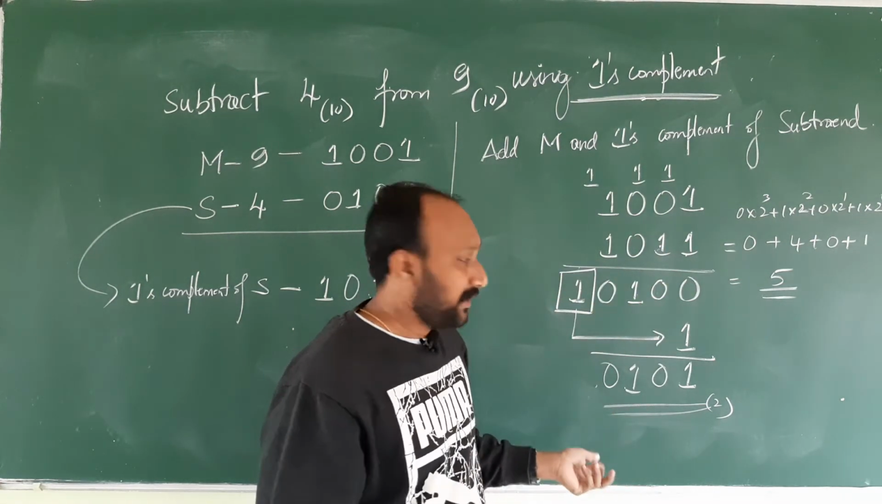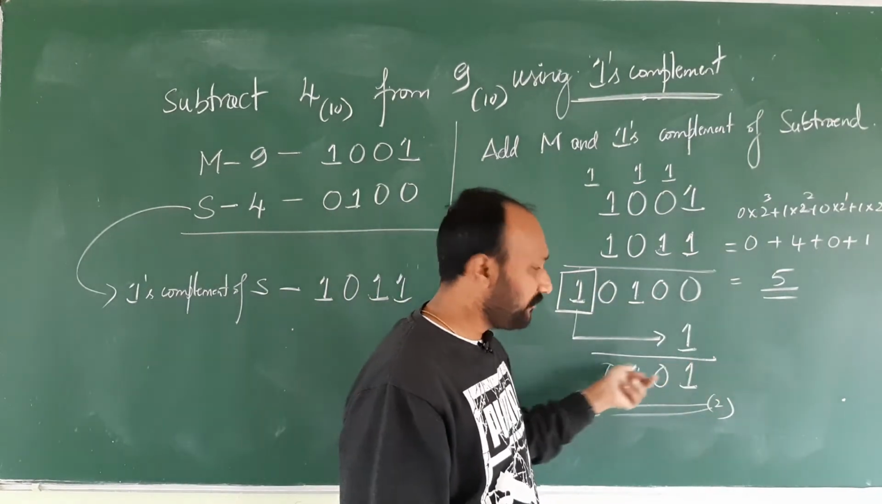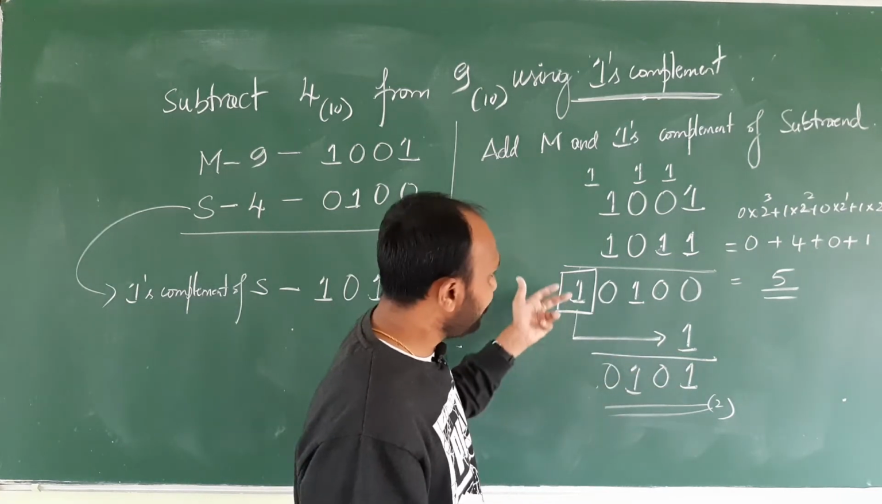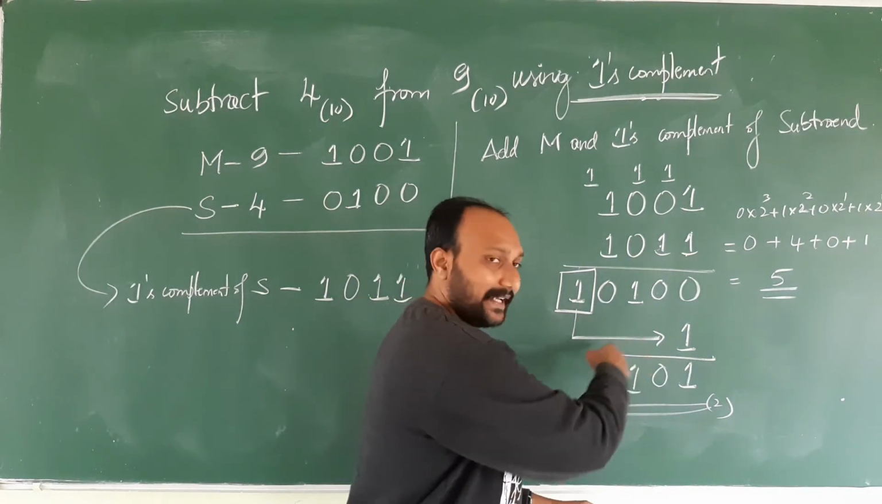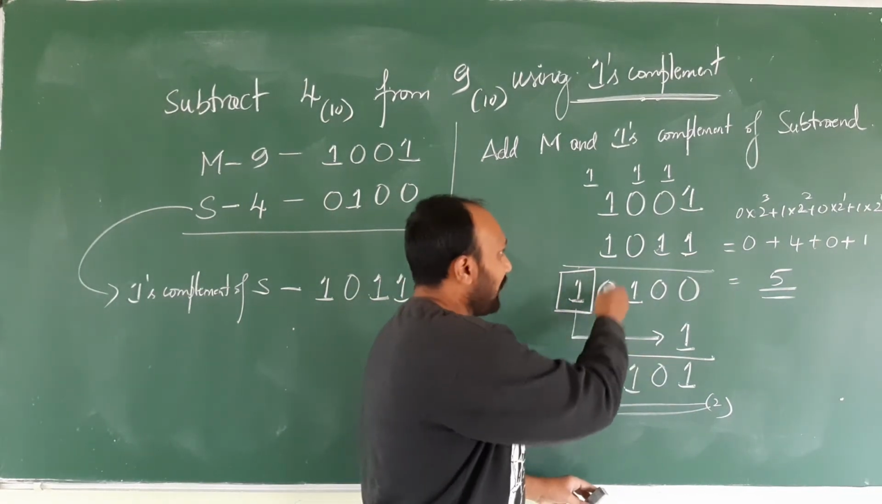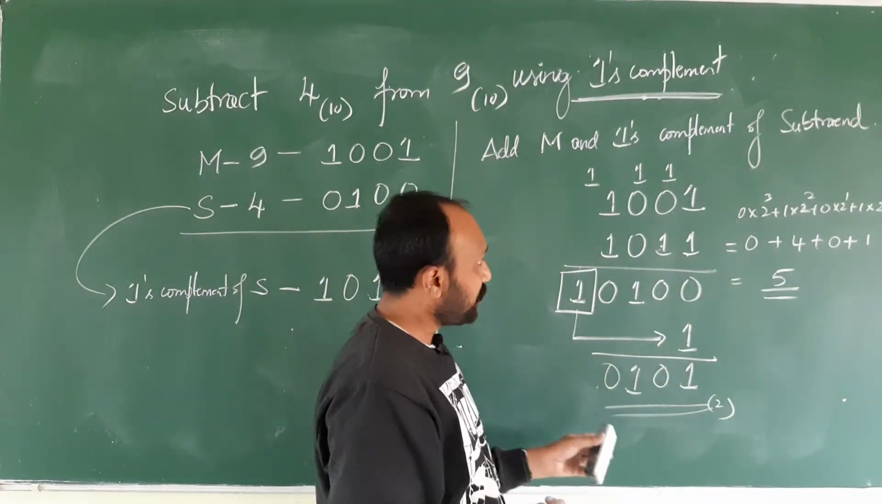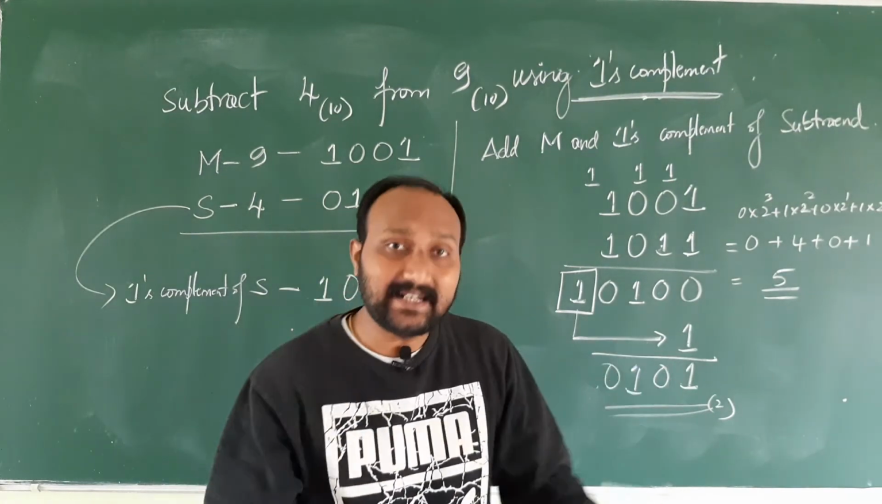Adding, if you don't get any extra bit, no problem. That's the final answer. In case we get an extra bit, that needs to be carried to the next level, and once again we need to perform binary addition. Okay, it's a very simple thing. So this is the final answer. Since we carry this extra bit to the next level after addition, that's why the 1's complement method is also referred to as the end carry around method.